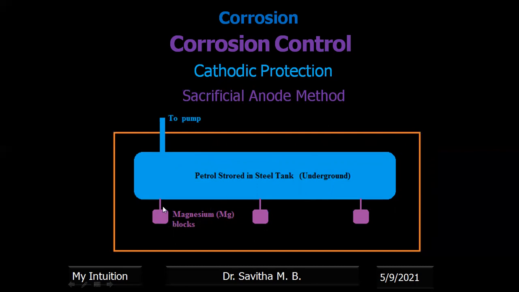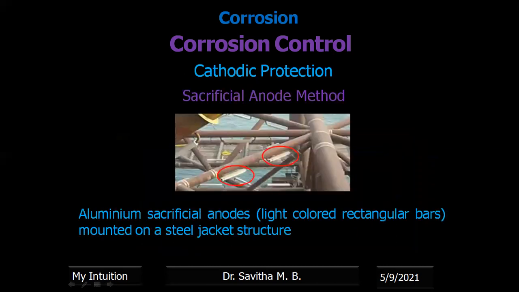Therefore, what you can do is attach some magnesium blocks, right? Magnesium blocks will be anodic with respect to steel. Therefore, magnesium will undergo corrosion, and until the magnesium block is there, the steel will not be attacked because it is cathodic with respect to the magnesium, right? And the cathode does not undergo corrosion. Some other practical examples: you can see here there are blocks. These are sacrificial anodes which will actually be undergoing corrosion, right?